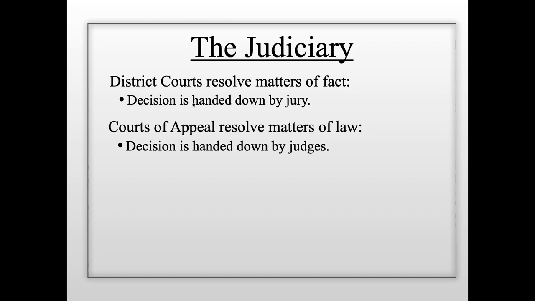And so that's why in a court of appeals, you don't have a jury, you don't have a trial, you have a group of judges. It could be three, five, seven, nine. It's always an odd number of judges, because they all hear the case and then they all decide what they think is the resolution.